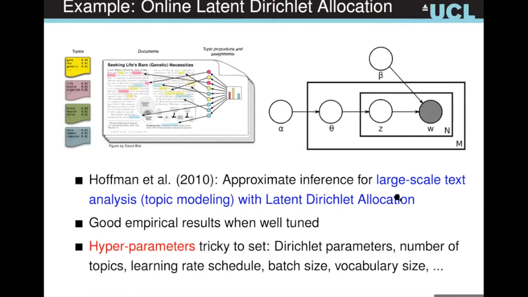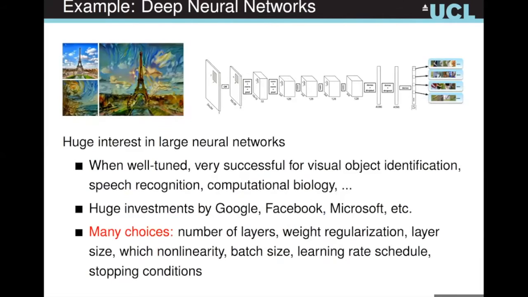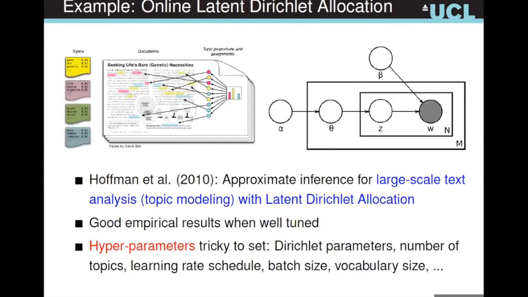A different example, so that was an example for deep neural networks, but we can also look at an application where we use latent Dirichlet allocation for topic modeling. When we do LDA, we have to tune the parameters in LDA. For example, setting Dirichlet parameters, the number of topics we have to define, learning rate schedule, batch size, vocabulary size, all these kinds of things are pretty difficult to set.